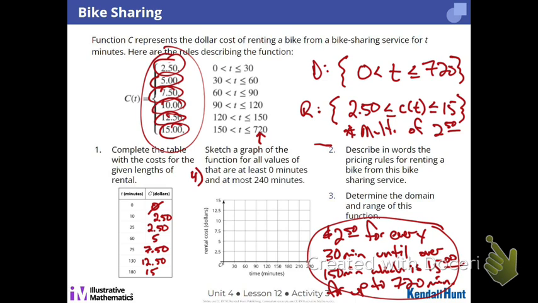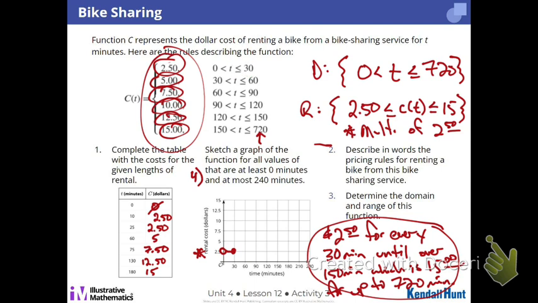Let's graph this thing. This is the fun part. So I'm going to go down here. $2.50 is my first output. Does 0 work? No, but it's my reference point, so I'm going to put an open circle right here. And it's $2.50 all the way through how many minutes? 30, which means I'm going to put a dot at 30. I know 30 works because it's less than or equal to.